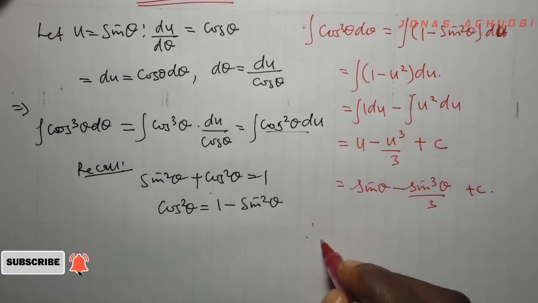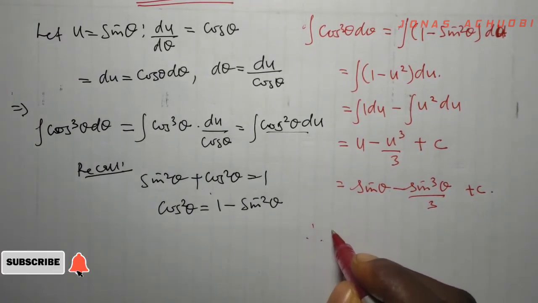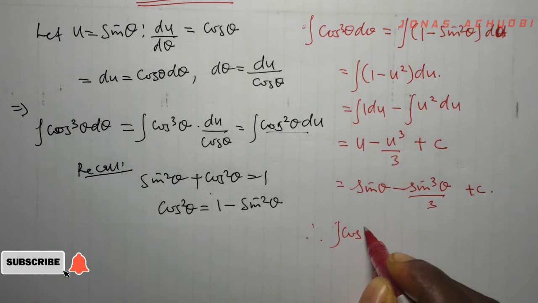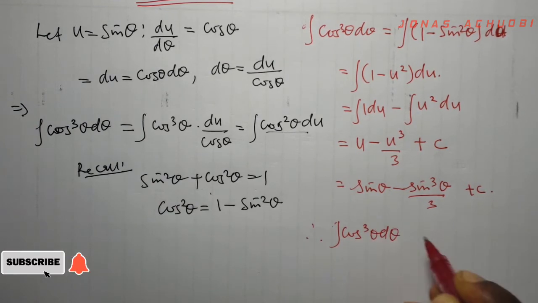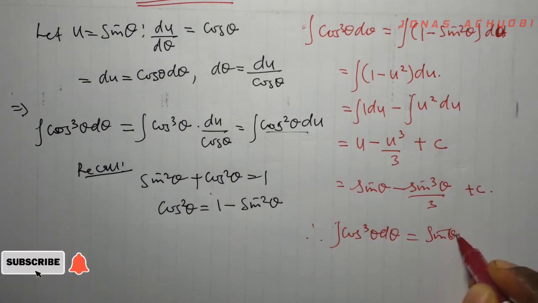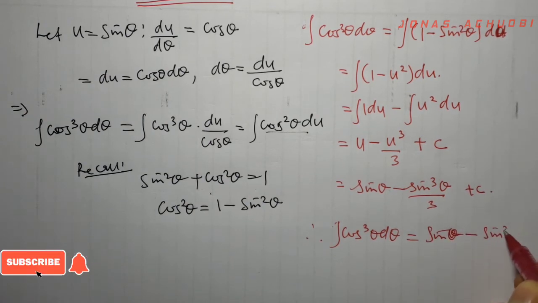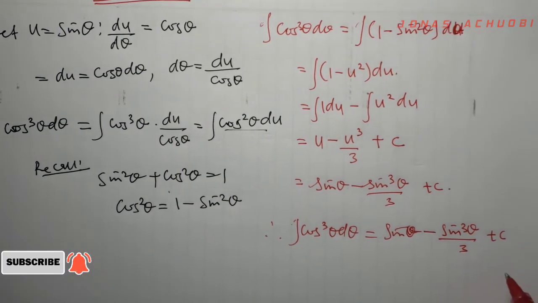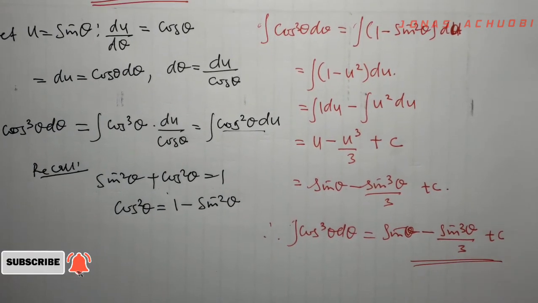Therefore, we have just integrated the function. We have shown now that the integral of cos cubed theta d theta is equal to sin theta minus sin cubed theta over 3 plus c, our constant of integration.